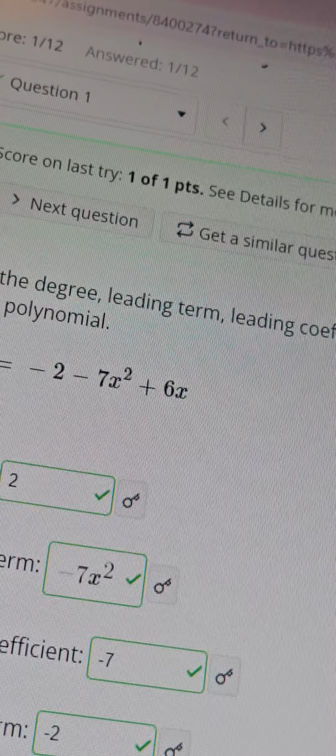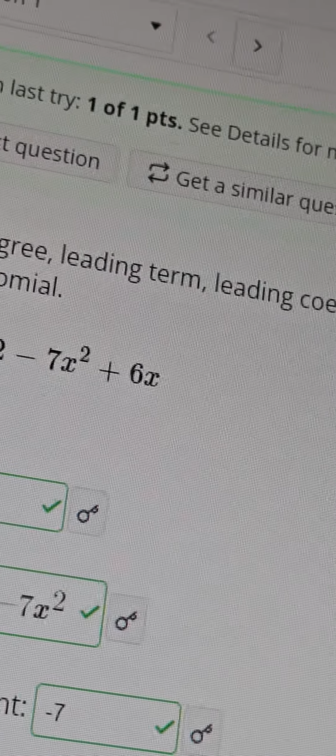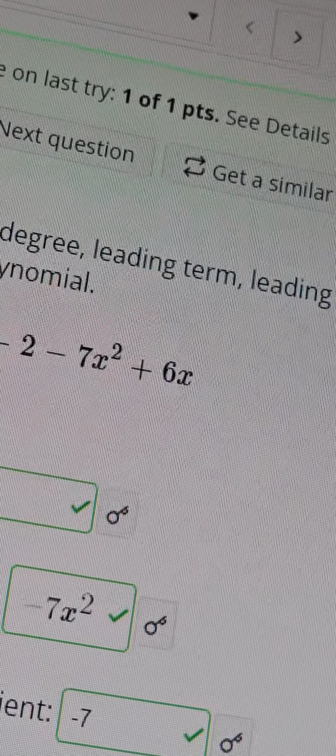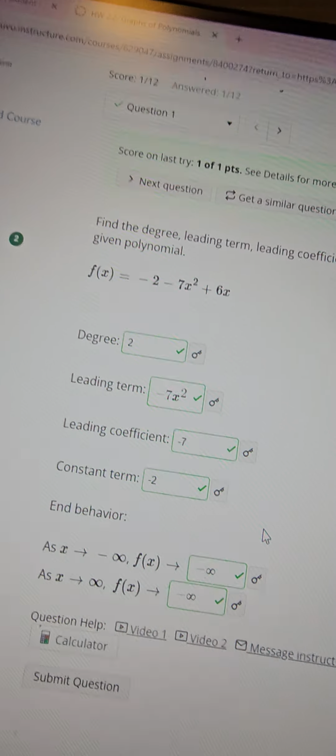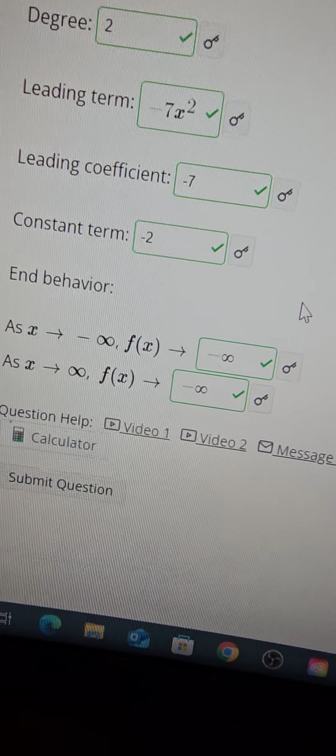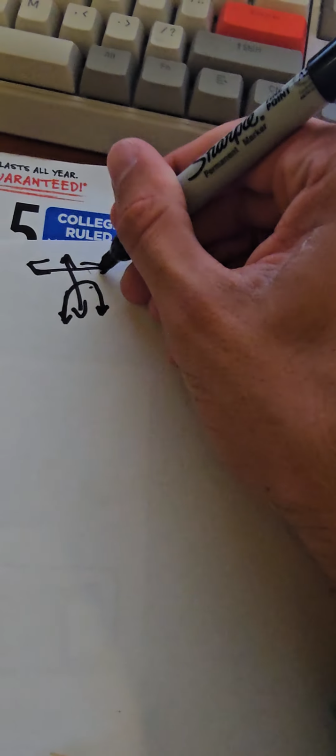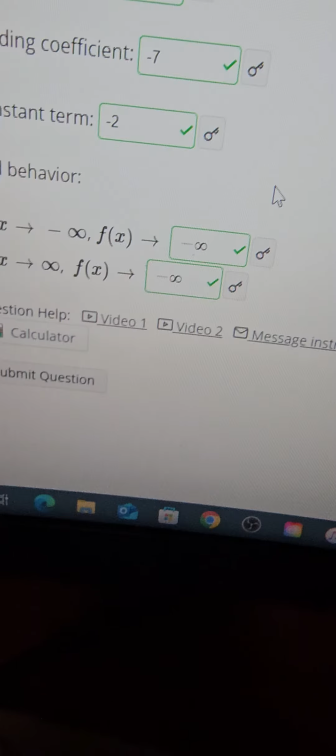Okay, how do I explain this? The multiplicity, so x squared and x1, if you add 2 plus 1, that's 3. So a 3 is odd, so it's going to look like this. So as x is getting closer to negative infinity, y is getting closer to negative. As x is getting closer to positive, y is getting closer to negative as well. So they're both negative infinity.